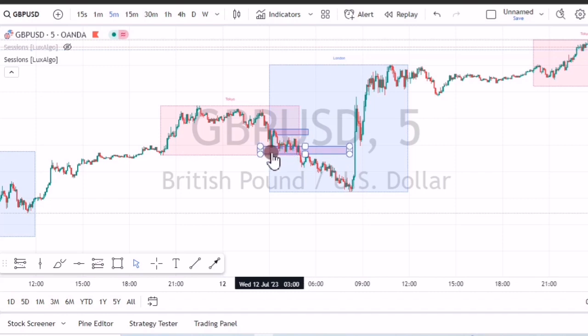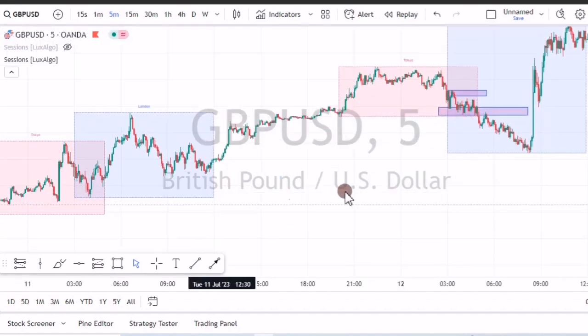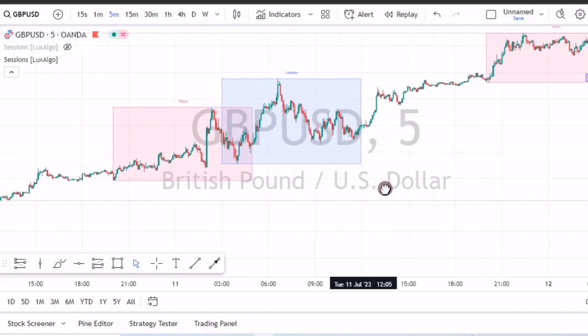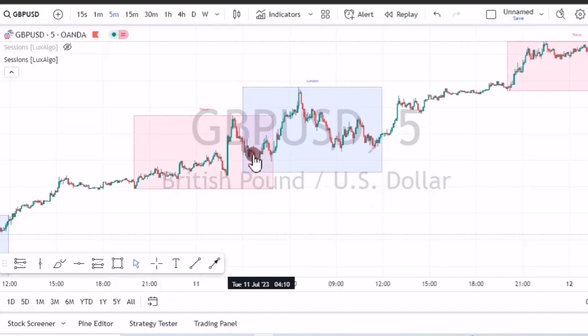If price closes below this key level, you sell. If it closes above that one, you buy. It is as easy as that. Let me take a few analyses. Okay, you see what happened right here?